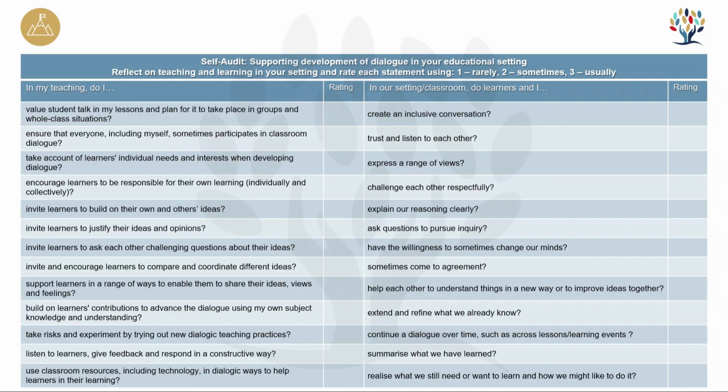For each statement, give yourself a rating in the rating column. If something rarely happens in your setting, put a number 1. If it sometimes happens, put a number 2. And if it usually happens, put a number 3. Do this for each statement.